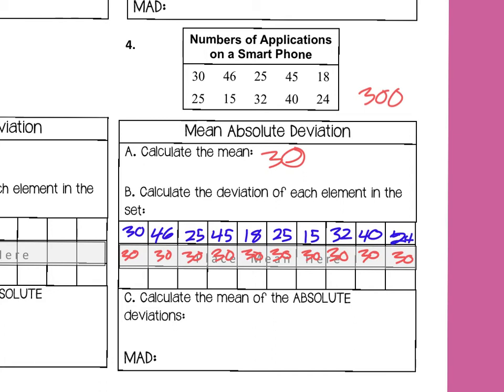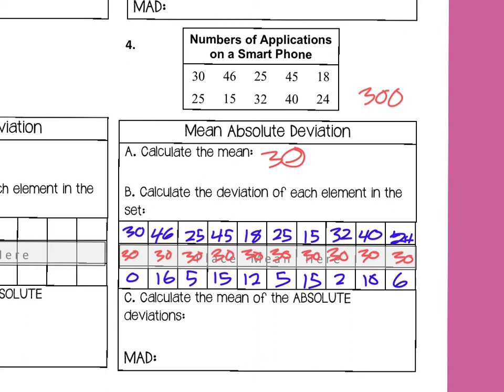So now I'm going to subtract those. 30 and 30, that's 0. 46 and 30, that's 16. This would be negative 5, but remember, absolute, we're going to use 5. 18 minus 30 is negative 12, but we're going to use the absolute value, which is 12. 25 minus 30, again, is negative 5, but we're going to use 5. 15 minus 30 is negative 15, but we need to use the absolute value, 15. 32 minus 30 is 2. 40 minus 30 is 10, and 24 minus 30 is negative 6, but we're going to use the 6.